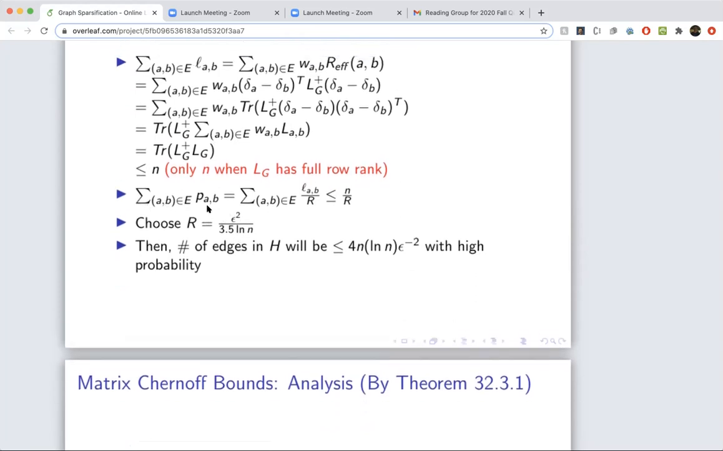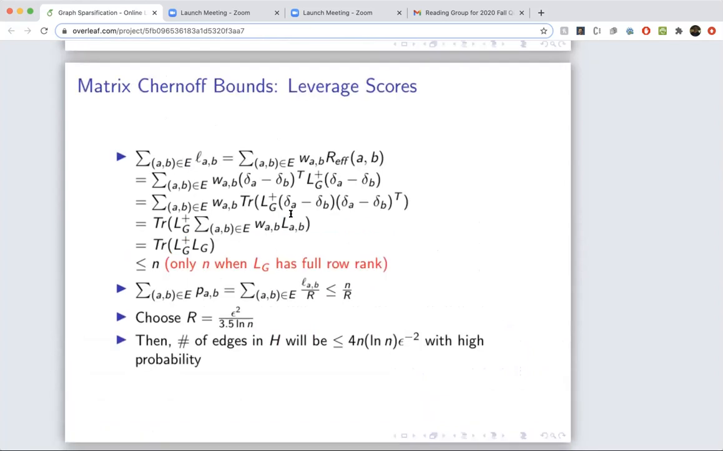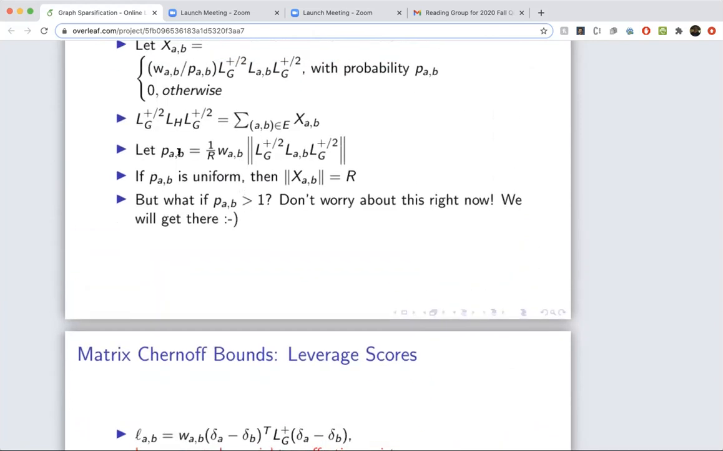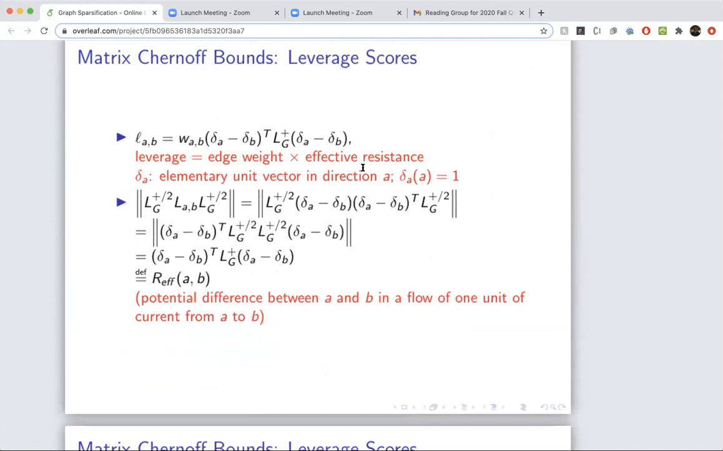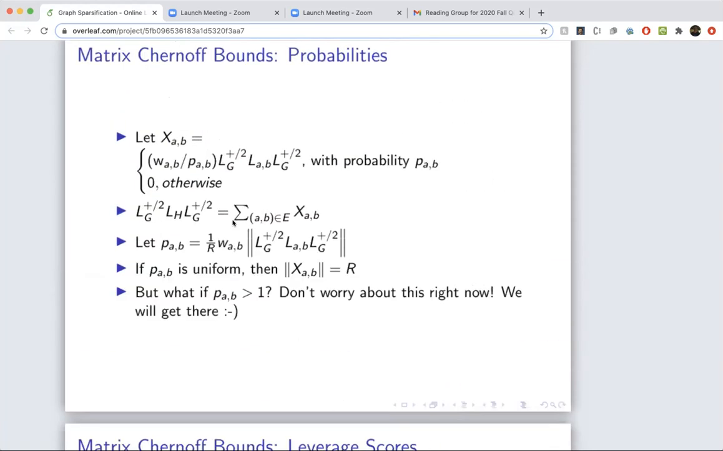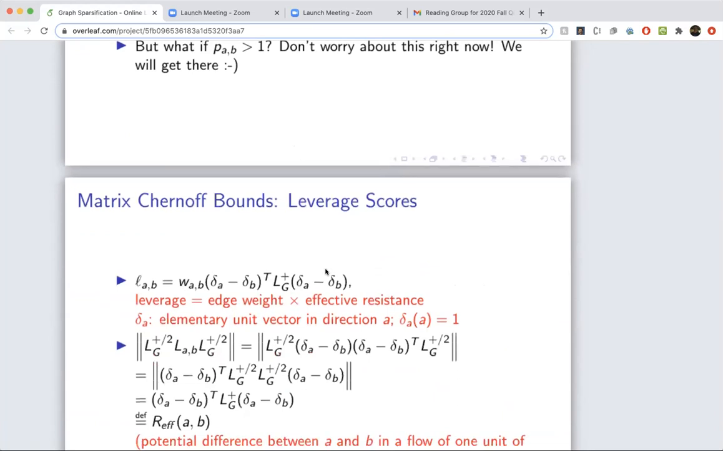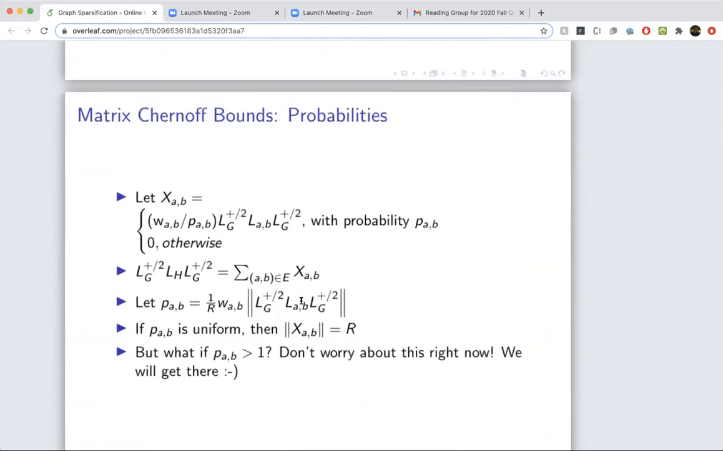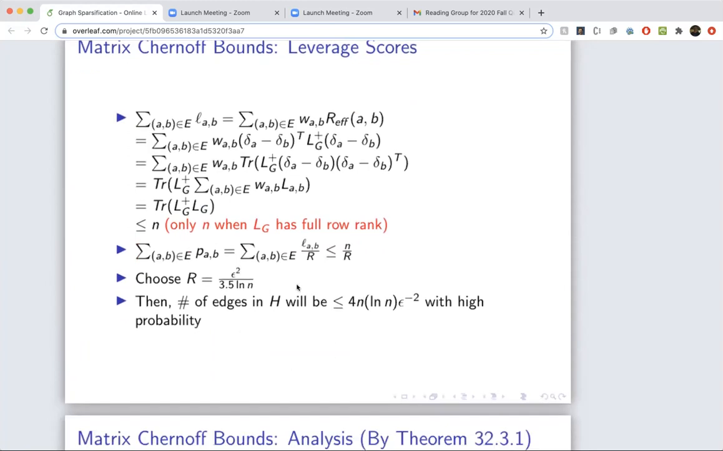So summing over all the probabilities for all the edges in the edge set of G, let's go back up really quickly. We showed that this was the probability that we care about. It's going to be 1/R times W, the edge weight, and the norm of this term. And we showed that the effective resistance is equal to this norm. The effective resistance is just equal to the leverage score divided by the weight. So we can rewrite this probability as a leverage score divided by R. So that's what we have here exactly.